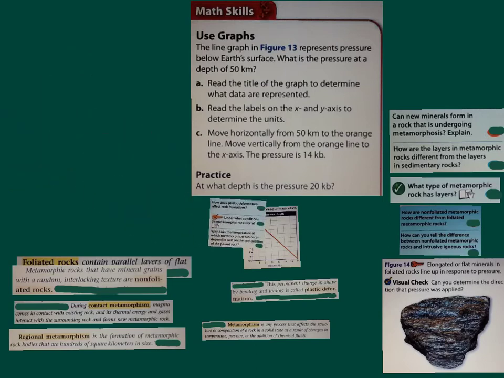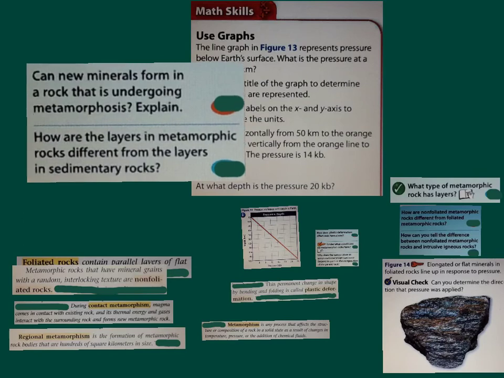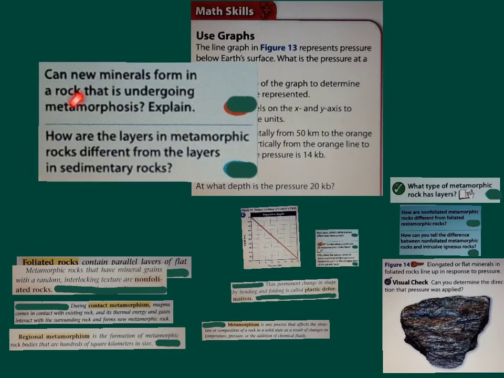Okay, so now, like always, I'm going to be giving you some more questions. You get to pick one of the two to write in your science journal and answer. Can new minerals form in a rock that is undergoing metamorphosis? Explain. And how are the layers in metamorphic rock different from layers in sedimentary rock? You choose one of those two to answer in your science journal, please.